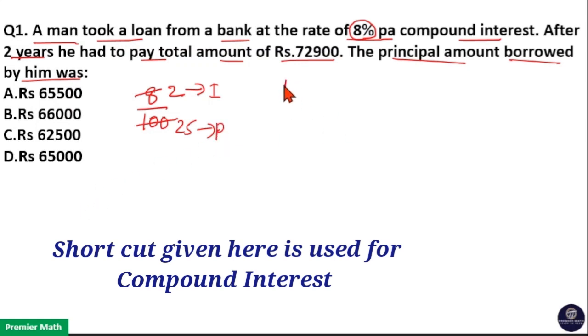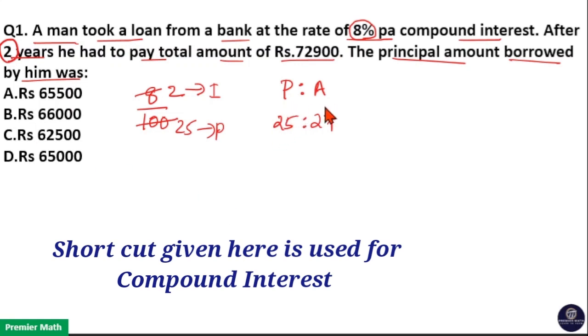Now, if you take the ratio between principal and amount, principal is 25 parts, then amount is principal plus interest, that is 25 plus 2, 27. Now, the time duration here is 2 years. Now, these parts are for 1 year. If you have 2 years, square it. Square principal and amount. That is 25 square and 27 square.